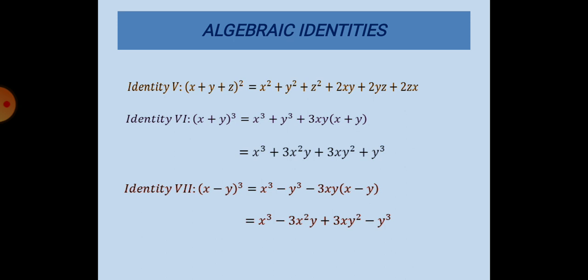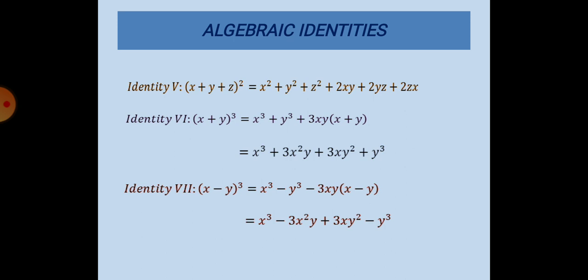plus y plus z whole square is equal to x square plus y square plus z square plus 2xy plus 2yz plus 2zx. That is, the first term is the square of first term, second is square of second term, then square of third term, plus twice the product of first and second term, plus twice the product of second and third term, plus twice the product of third and first term. Similarly, we are going to learn two more identities today.